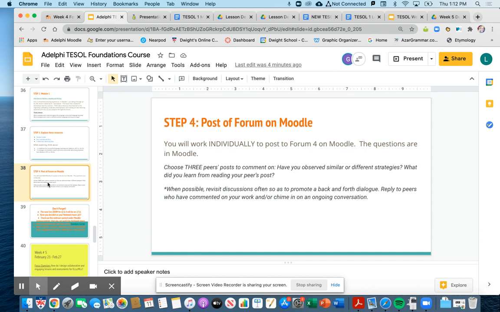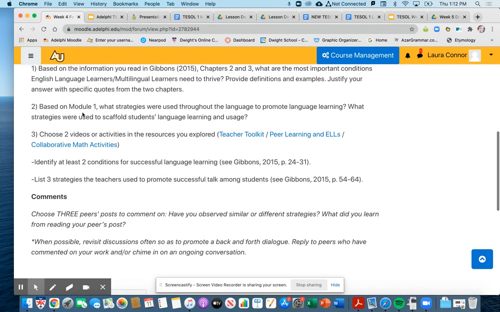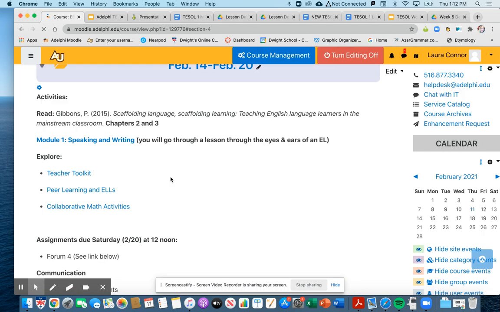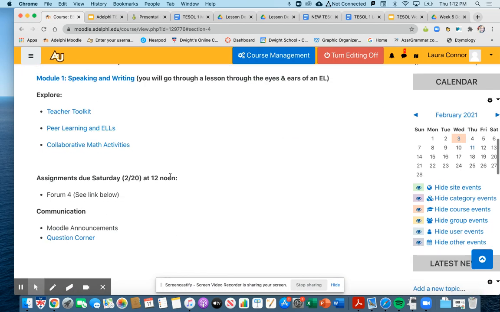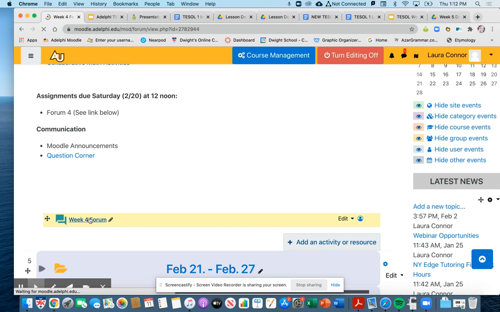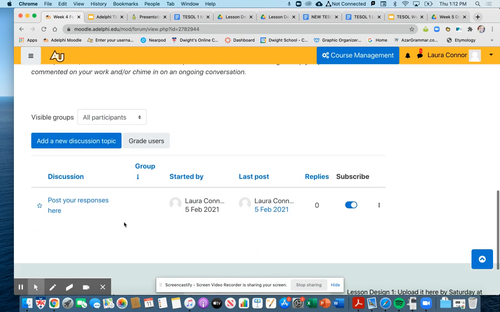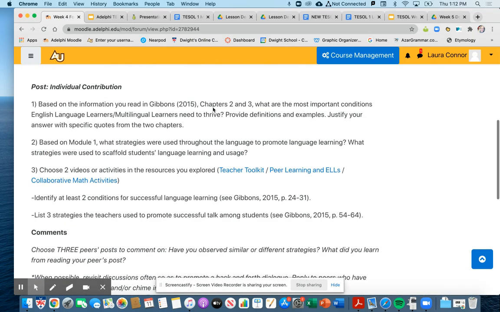This week is an individual post. So the questions are listed in Moodle. After you post your response, I do ask that you choose 3 peers to comment on. And so the questions you'll need to answer are in your week 4 forum post. So on Moodle in week 4, your forum's at the bottom. Your questions are listed there. I've already started the discussion, and so you could post your responses there.